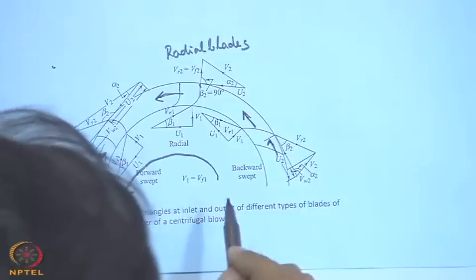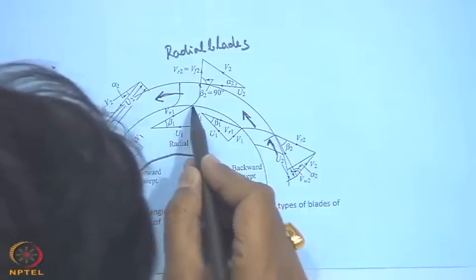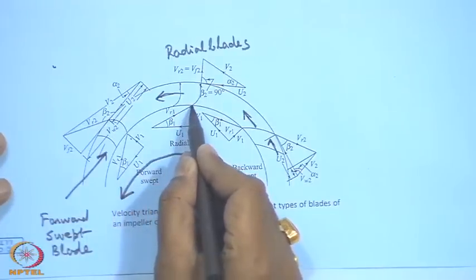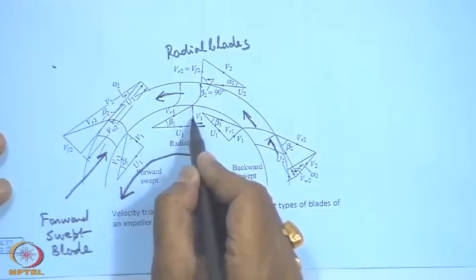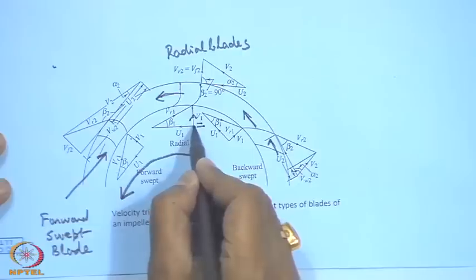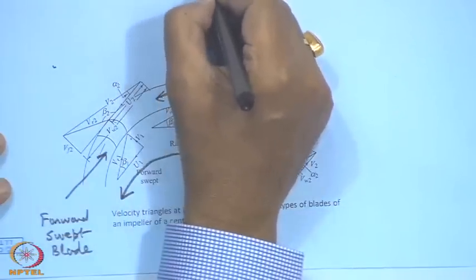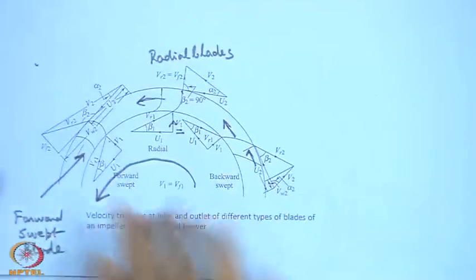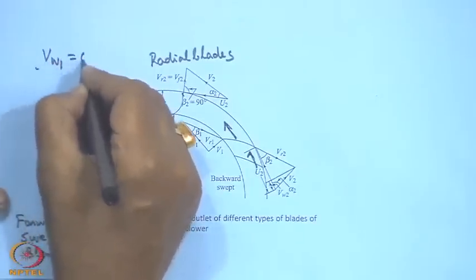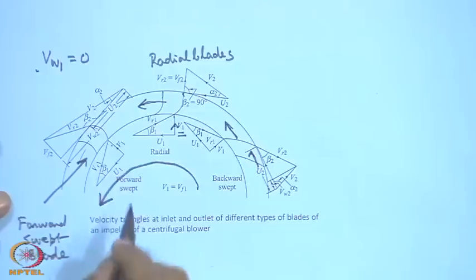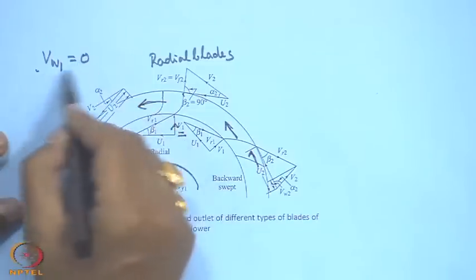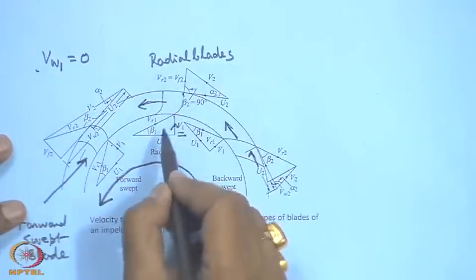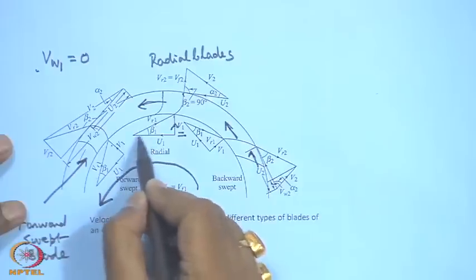Now, if we see the velocity triangle at the inlet, for example in the radial blade, this is the same for all the blades. The inlet absolute velocity is in the axial direction. It has no component in the tangential direction, that is, VW1 is 0. VW1 is 0, as can be seen. So the entry for all blades is the same, that is, axial.